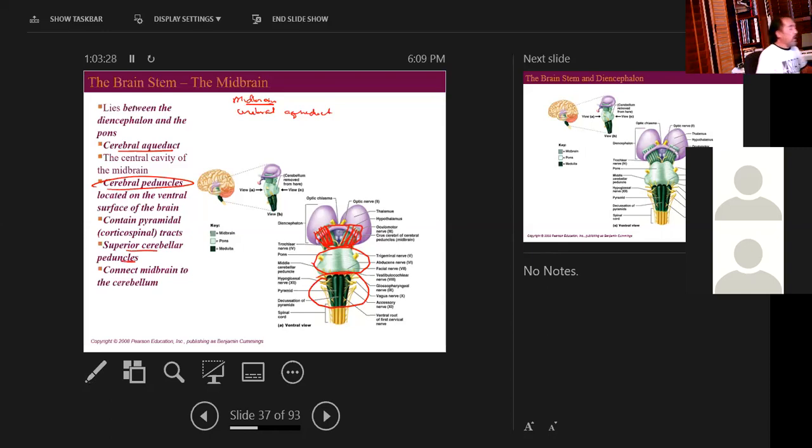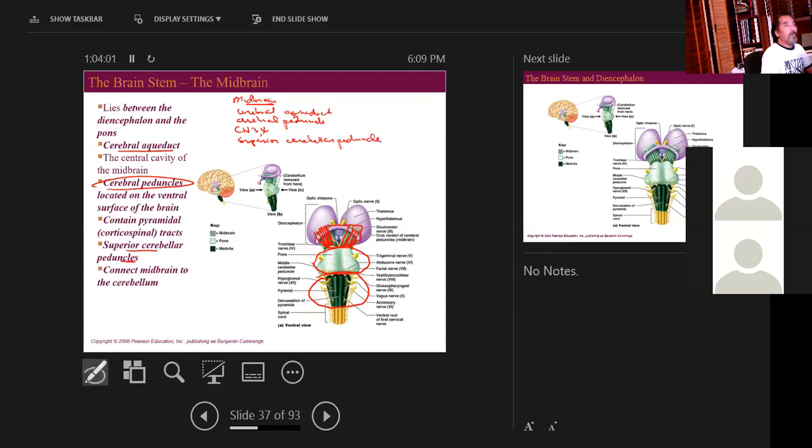So let's take a look at those structures. Forgive me, I'm going to write it down here. See the cerebral aqueduct. See the cerebral peduncle in the front. Remember the nerves here are cranial nerves 3 and 4. And then you have the superior cerebellar peduncle, which is a part of the midbrain.